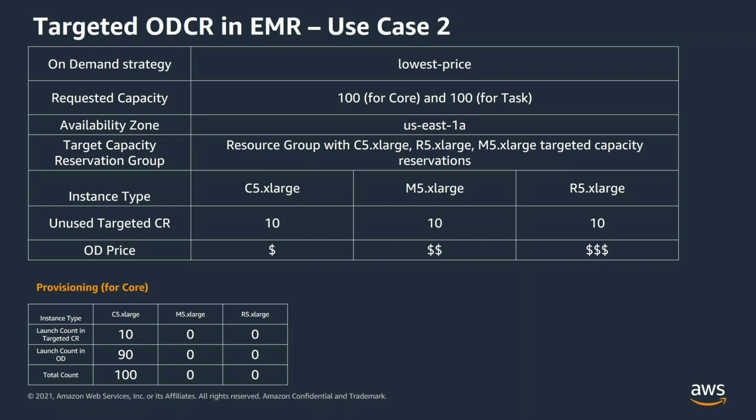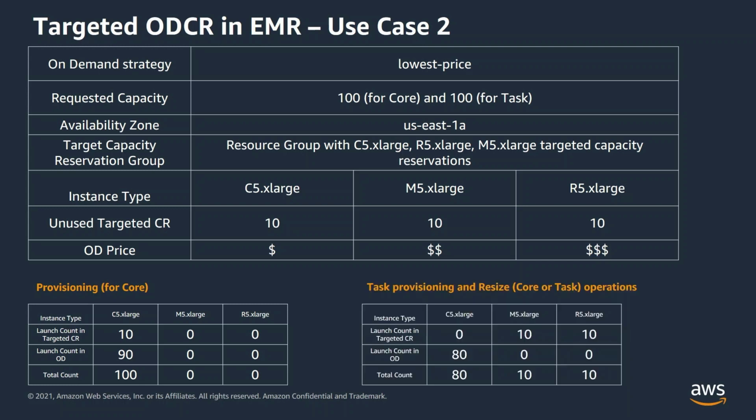Since 10 of these instances are already reserved in that account, EMR and EC2 will honor that. So the launch count in targeted ODCRs is 10, and the launch count in on-demand is 90. So at the end of the core node provisioning, the account will have targeted ODCRs for 10 unused M5 extra large and 10 unused R5 extra large because the core nodes are all deployed with the same instance type.